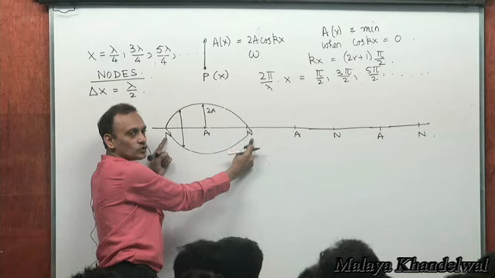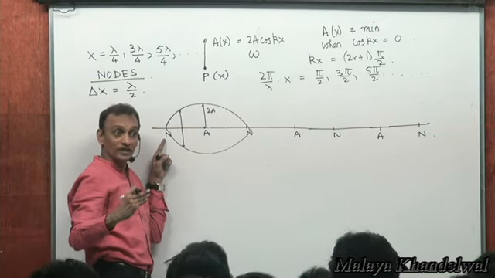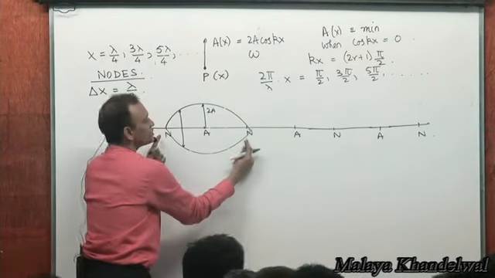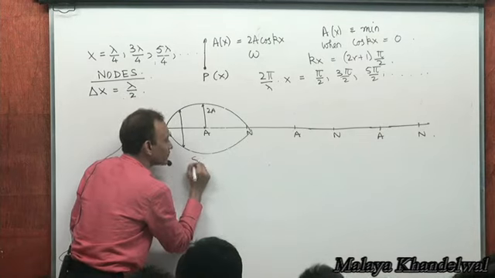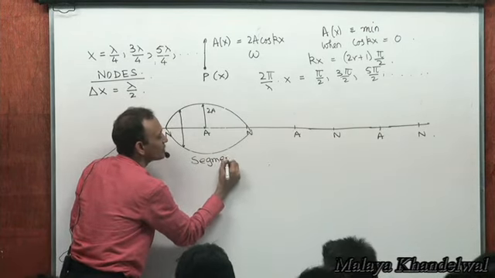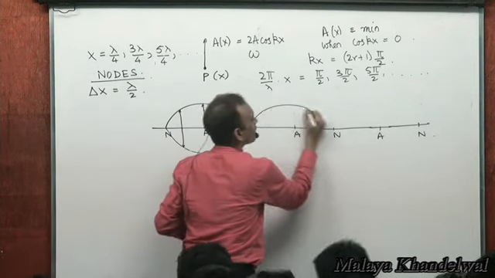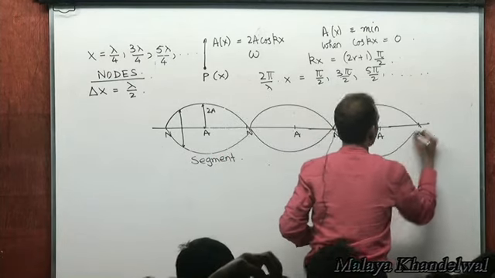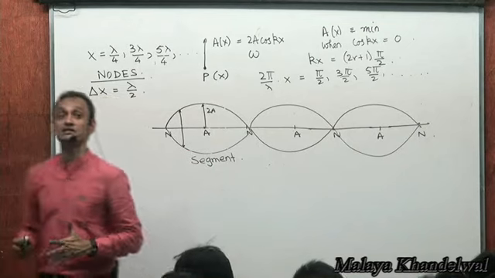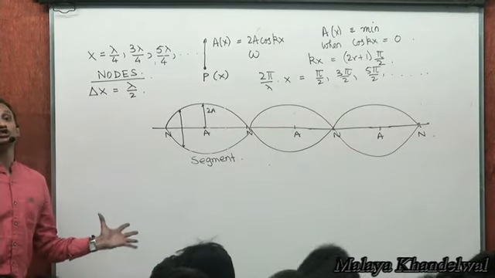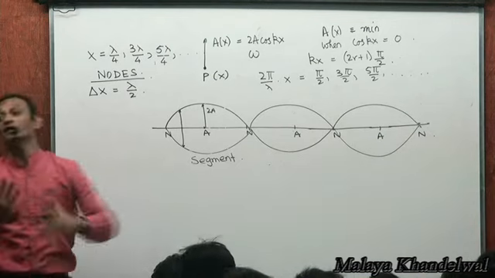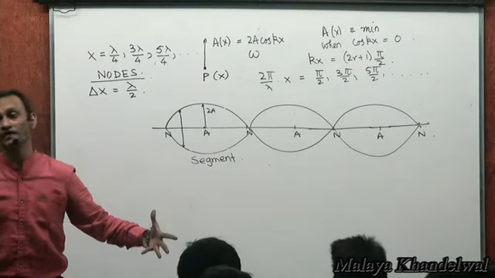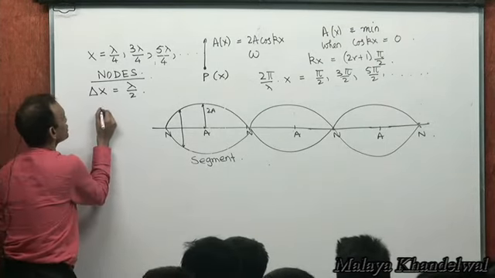Particles executed simple harmonic motion of amplitudes varying from 0 at the nodes to 2a at the antinodes, right? And the region between two successive nodes is called a segment. A series of segments is formed in a region where two identical wave trains have superimposed. And this kind of formation is called a stationary wave.